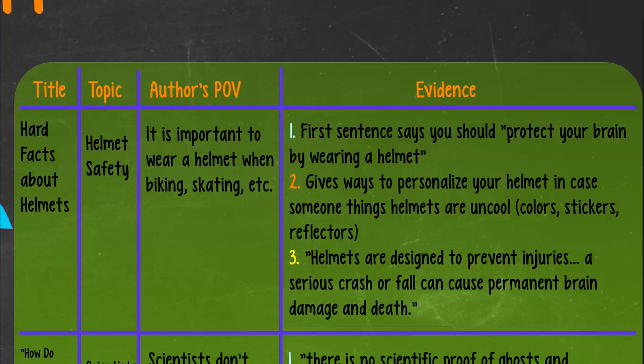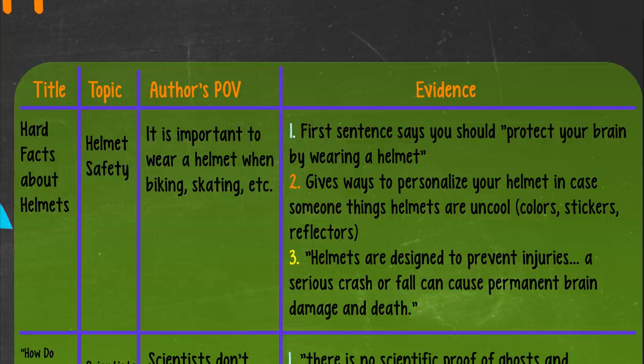Now the evidence. What evidence do we have for that? Well, the first sentence says that you should protect your brain by wearing a helmet. Number 2, they give ways to personalize your helmet in case someone thinks helmets are uncool, like with colors or stickers or reflectors. And they said helmets are designed to prevent injuries. A serious crash or a fall can cause permanent brain damage and death. They gave you facts about the bad things that can happen to encourage you to prevent those things from happening.